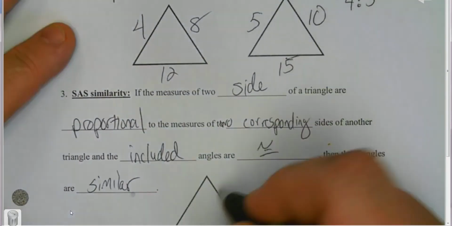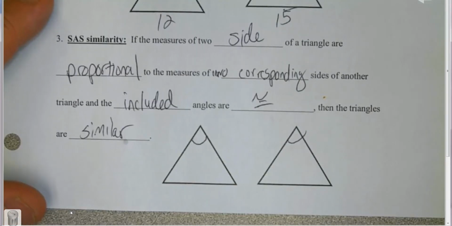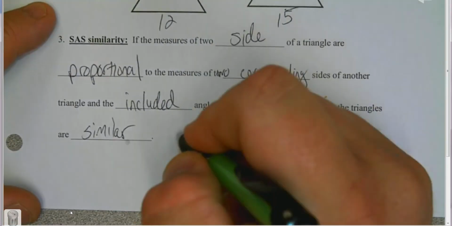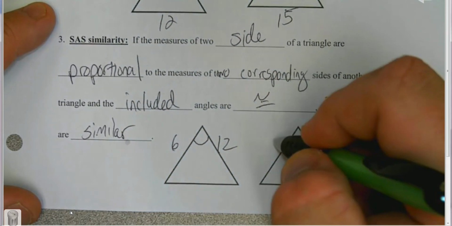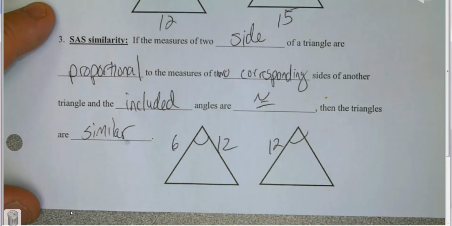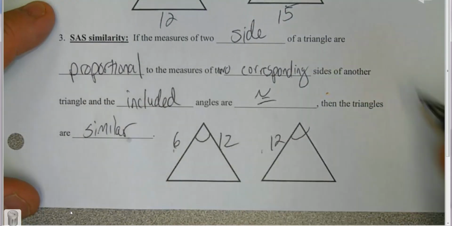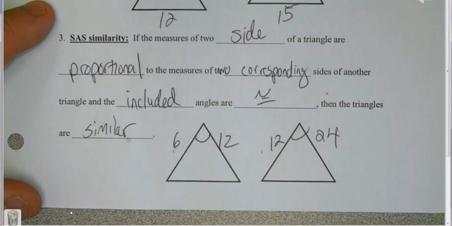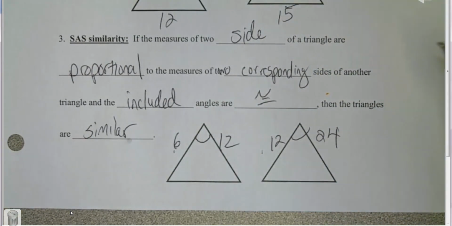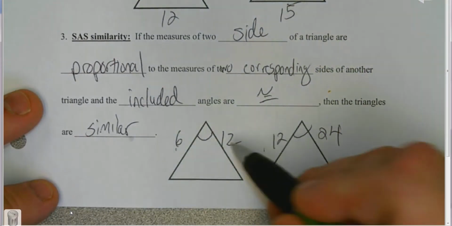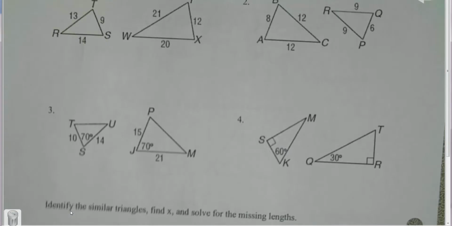So this is important. I have 2 triangles, they share an angle in common. This side is 6, this side is 12. If this side is 12, well, we have a 6 to 12 ratio, or 1 to 2, so then this side has to be 24. And now we can say that these 2 triangles are similar by side angle side proportionality.